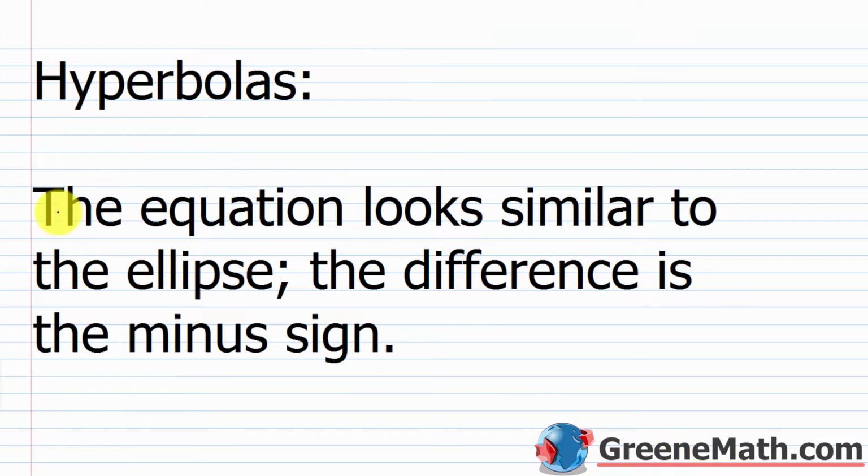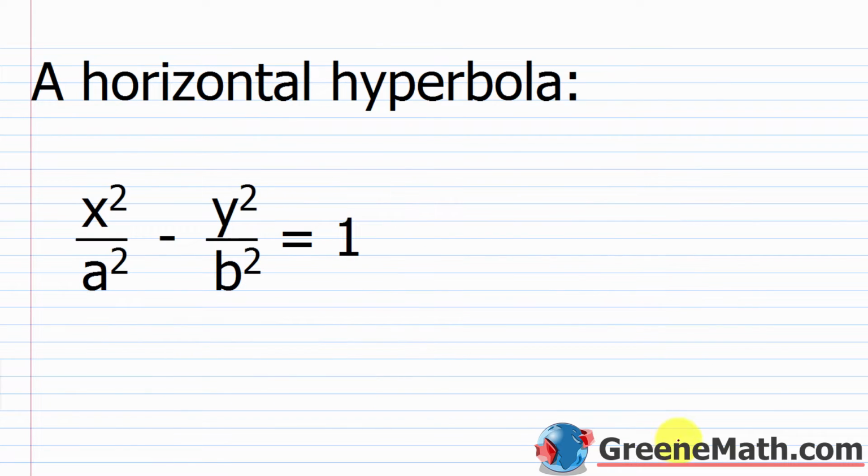So with hyperbolas, the equation looks similar to the ellipse. The difference is the minus sign. So I want you to recall that when you worked with ellipses, you had a horizontal ellipse that was short and fat, and you had a vertical ellipse that was tall and skinny. When we look at hyperbolas, you're going to have two different scenarios that occur. You'll have a horizontal hyperbola, and you'll have a vertical hyperbola.